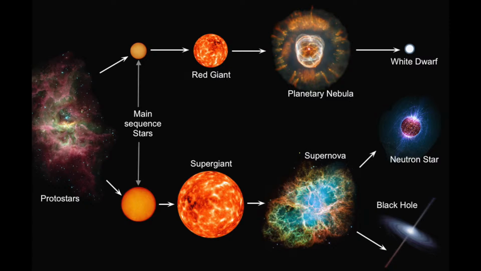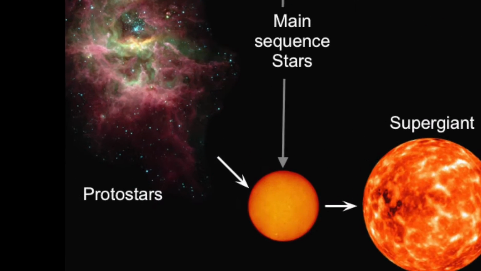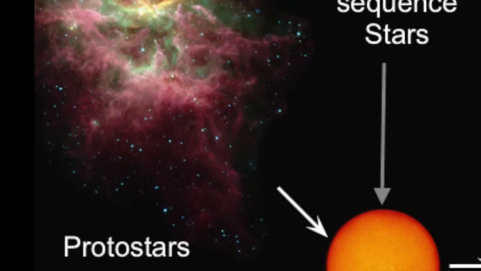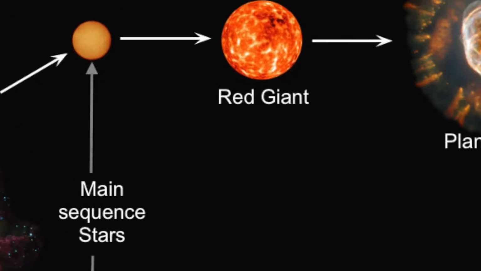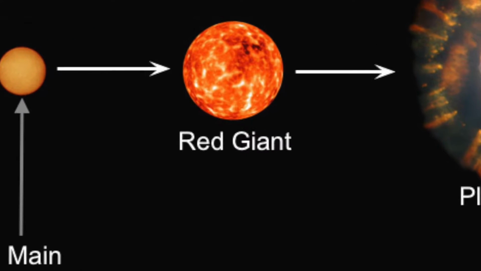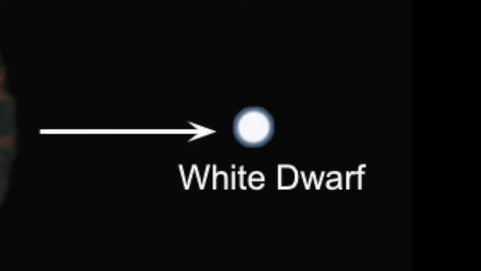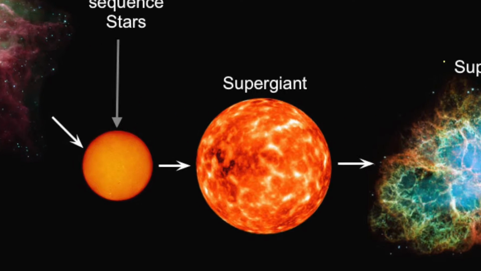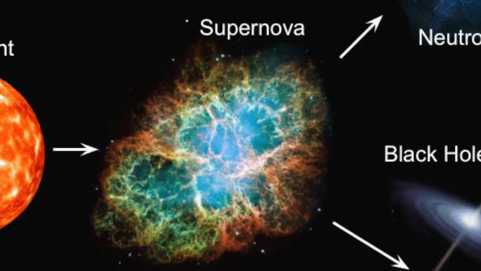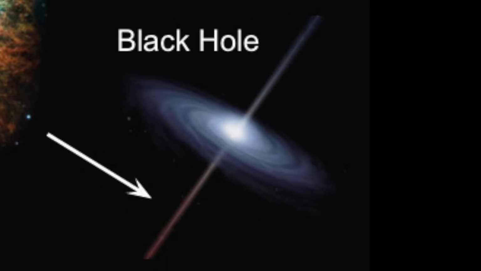In this video, we will be covering the life cycle of a star, going from gas clouds to stellar nurseries, protostars, main sequence stars. From there, we will go down two paths, starting with red giants onto planetary nebula and white dwarfs, then following the other path of supergiant, supernova, neutron star and black hole.